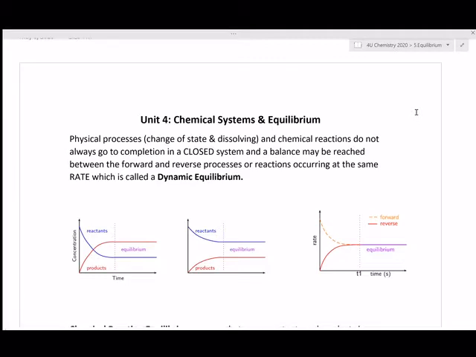So we're starting a brand new unit today on equilibrium, which is our fourth unit. And from the videos I've had you watch, you've gained an appreciation for what equilibrium is. We're going to focus on chemical equilibrium. However, it does happen with physical processes as well, such as changing state.